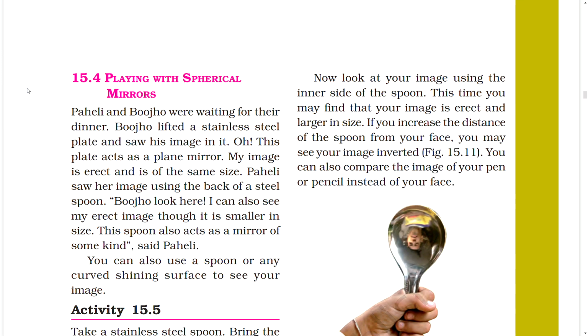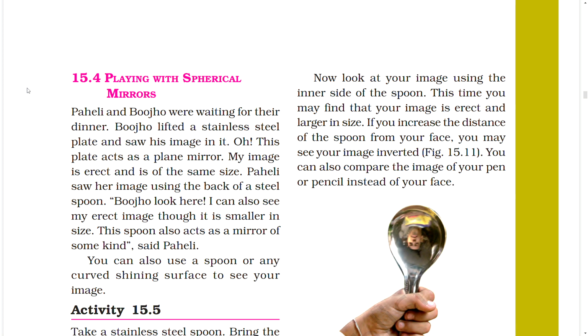15.4 Playing with Spherical Mirrors. Paheli and Bojo were waiting for their dinner. Bojo lifted a stainless steel plate and saw his image in it. Oh, this plate acts as a plane mirror. My image is erect and is of the same size. Paheli saw her image using the back of a steel spoon. Bojo, look here. I can also see my erect image, though it is smaller in size. This spoon also acts as a mirror of some kind, said Paheli.